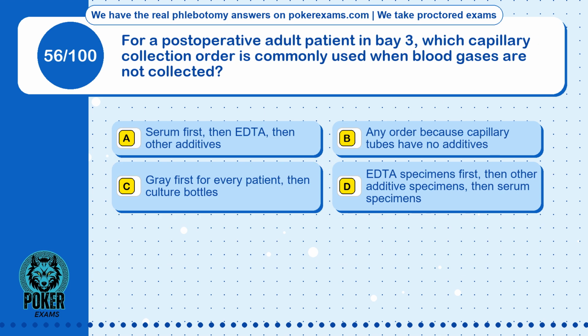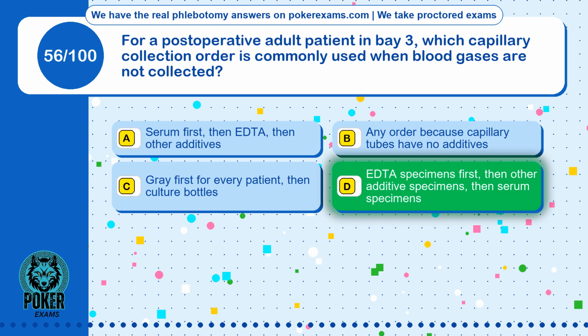Question 56. For a postoperative adult patient in Bay 3, which capillary collection order is commonly used when blood gases are not collected? Option A. Serum first, then EDTA, then other additives. Option B. Any order because capillary tubes have no additives. Option C. Gray first for every patient, then culture bottles. Option D. EDTA specimens first, then other additive specimens, then serum specimens.